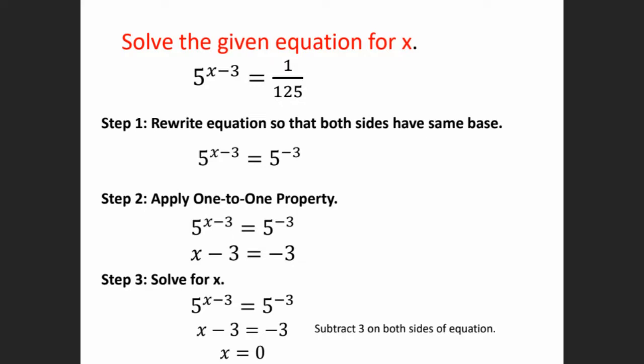So if I would plug in 0 for my problem, 5 to the 0 minus 3, 0 minus 3 is a negative 3. To evaluate that, I would take the reciprocal and change the sign of the exponent. It would give me 5 cubed, and 5 cubed is 125, so they would be equal: 1 over 125. Okay, so it's always a good rule to check our work.